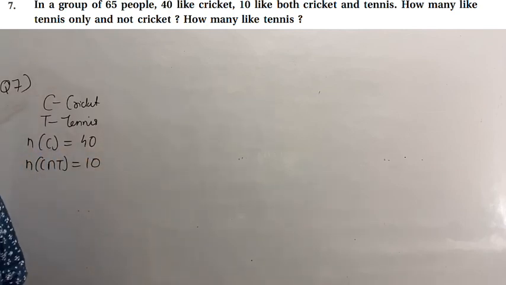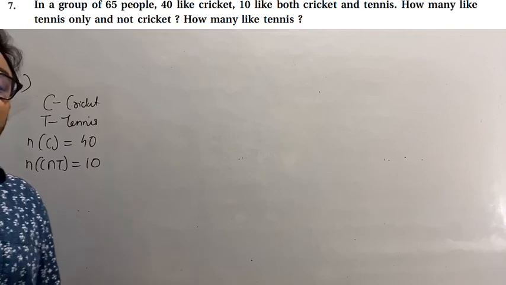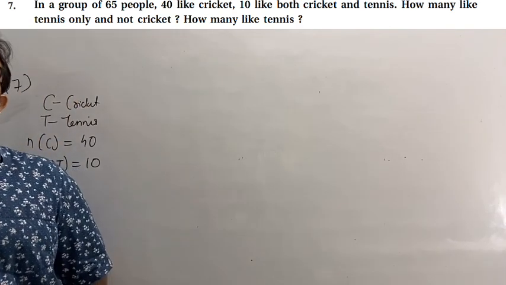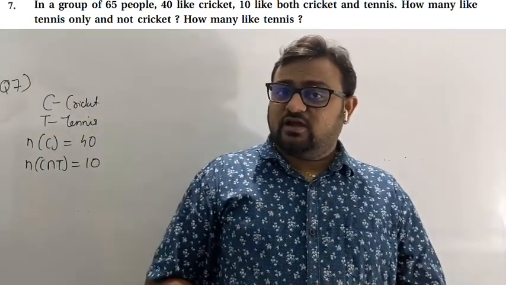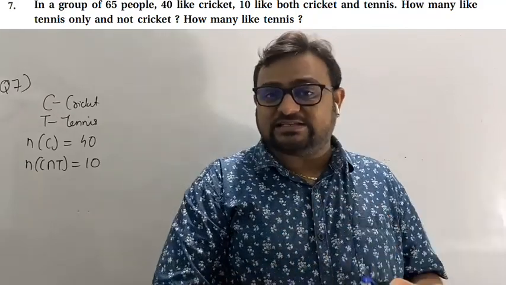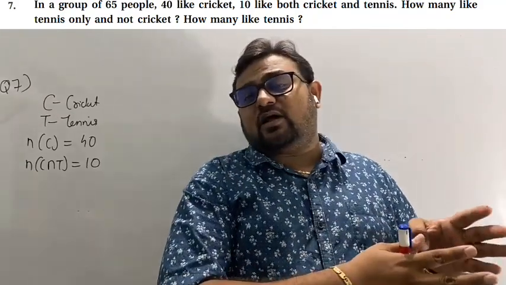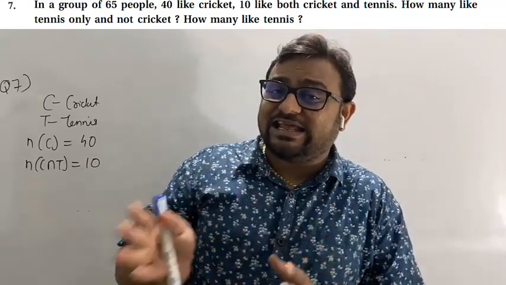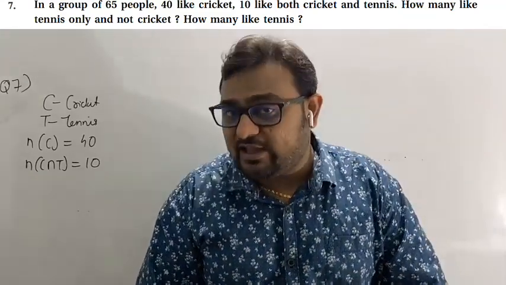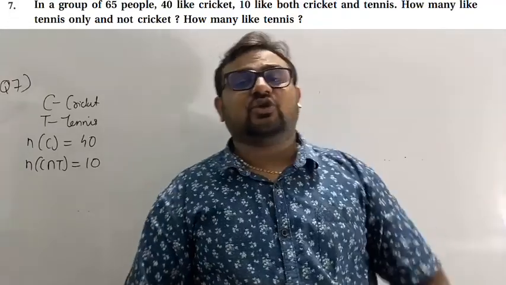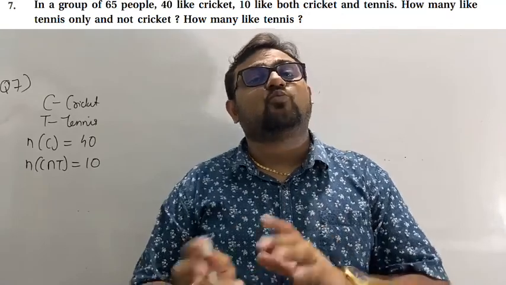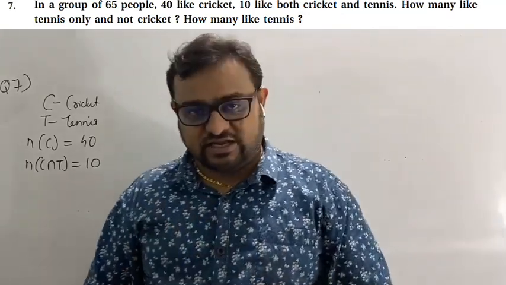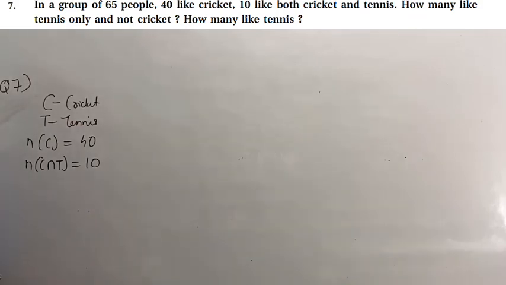Now there are two questions. First, you have to find out how many people like only tennis and not cricket. And second, how many people like tennis. See, there is a difference between these two questions. The first question is only tennis, meaning there are some people who like tennis and cricket both, but we don't have to include that. And in the second question, you can see tennis. So in that, you have to find both only tennis plus cricket. Clear? So let's solve it using a Venn diagram.